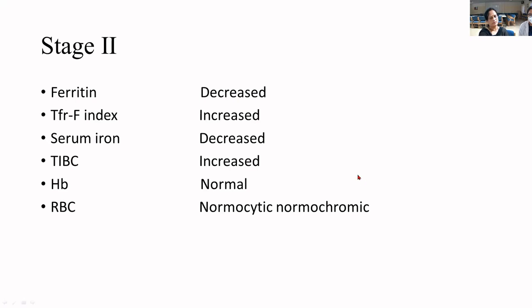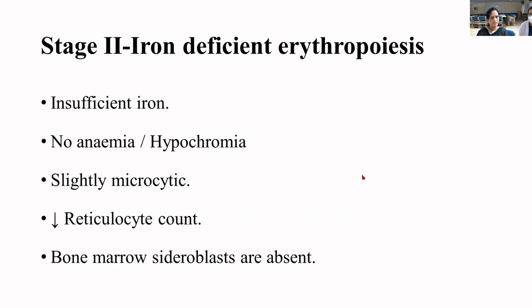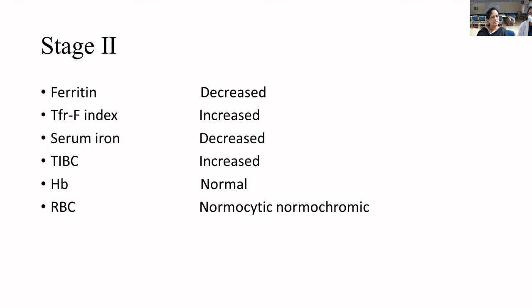Transferrin to ferritin index increased. You said stage 2 only, no? Yes, ma'am. Stage 2. This is ferrokinetics. Next slide. Okay. So you're talking about stage 2 ferrokinetics. Yes. Serum iron will be decreased. Total iron binding capacity in this will be increased. Hemoglobin still normal in stage 2. RBCs will be normocytic normochromic.